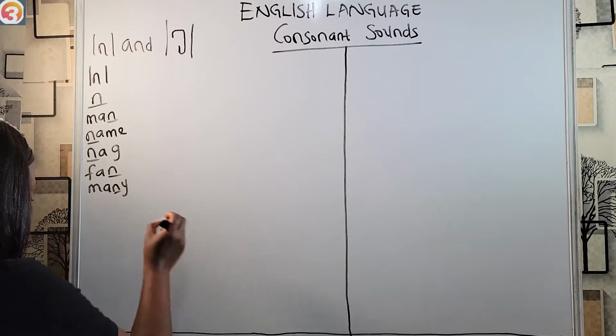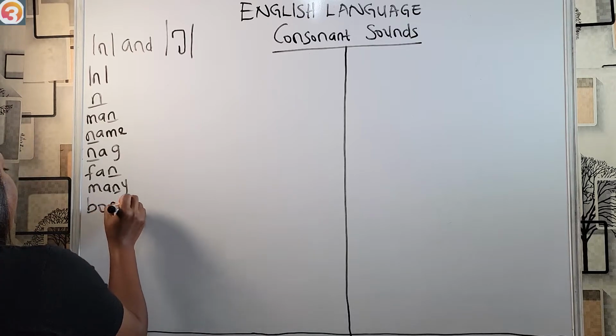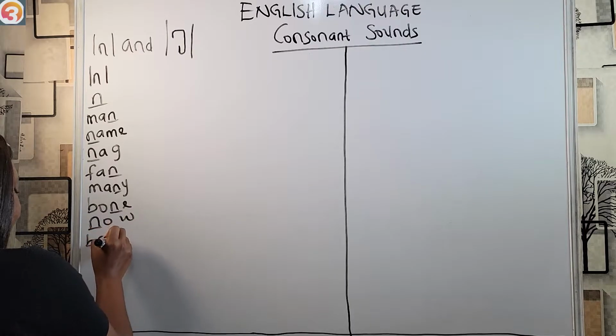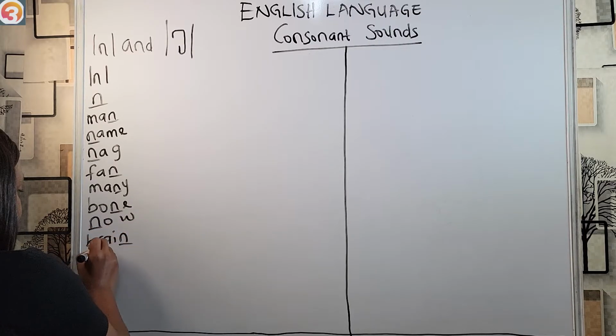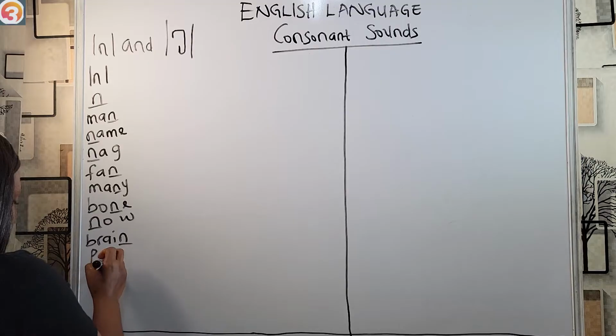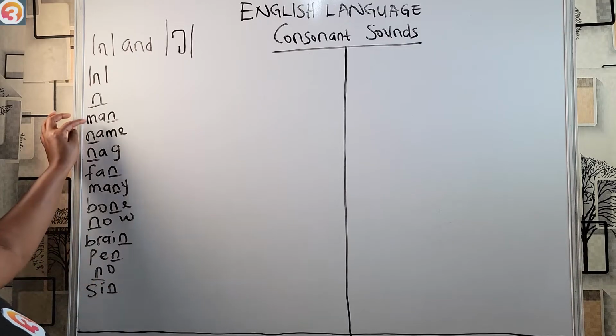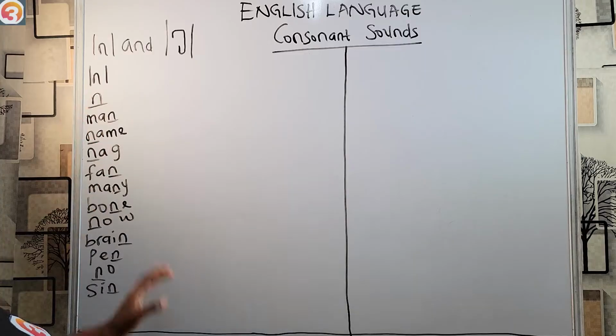We have examples like bone, noun, brain, pen, no, sin. These are words with letter N and contain the sound.